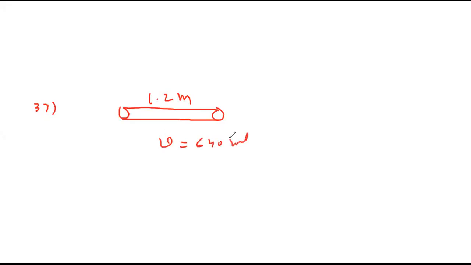37th. A bullet emerges from a barrel which is 1.2 meter long with a speed of 640 meter per second. Assuming that, the approximate time spent in the barrel of the gun will be how much?